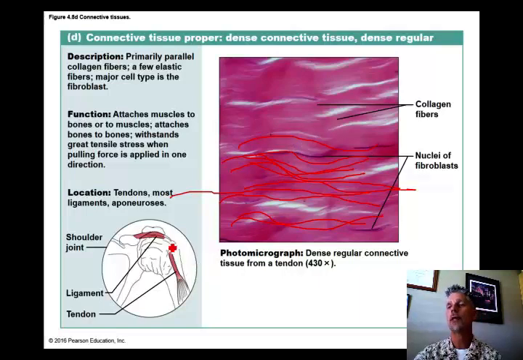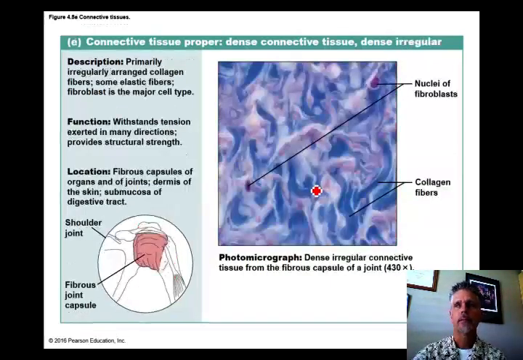It gives it a lot of strength. So different ligaments and tendons and things like that are made up of dense regular connective tissue. This one's stained pink. It's usually kind of a white color. But all of those collagen fibers regularly arranged, dense regular connective tissue. This is dense irregular.